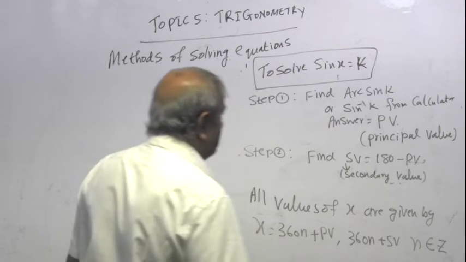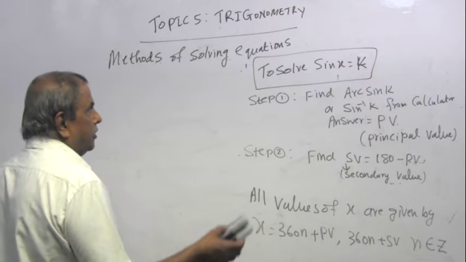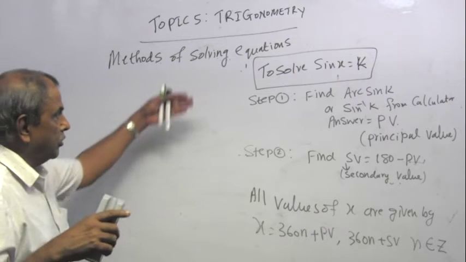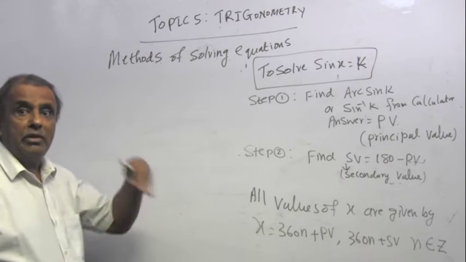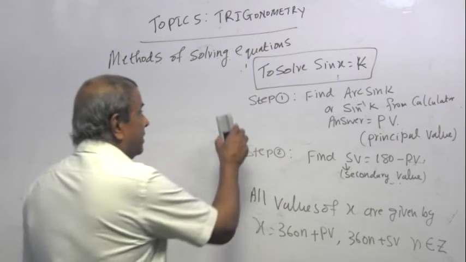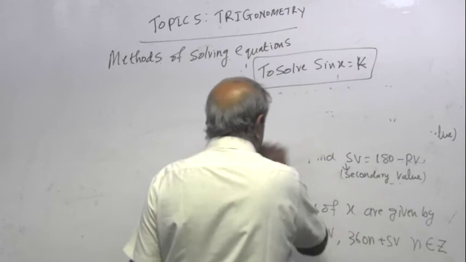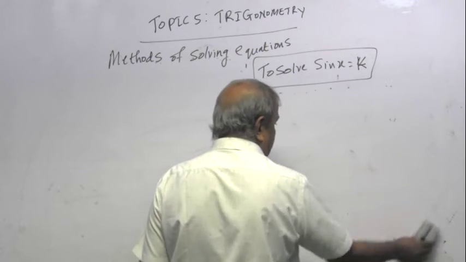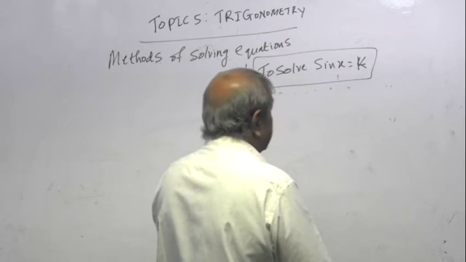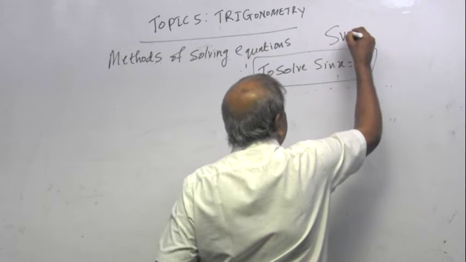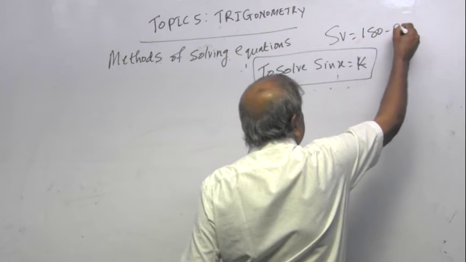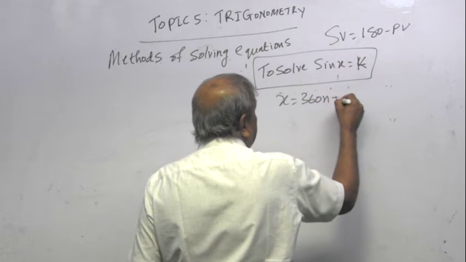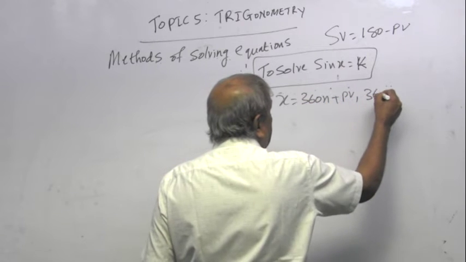Alright? So let me rub this off. Remember the word PV, remember the word SV. You don't have to write all these things in the exam, or your memory aid; you've got to remember everything. To solve sin x equal to k, you must know mentally what is PV, what is SV. So you straight away say, the only thing I'll write is SV equal to 180 minus PV. So x equal to 360n plus PV, 360n plus SV.